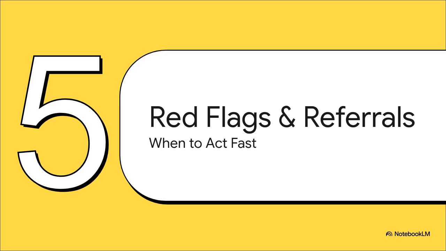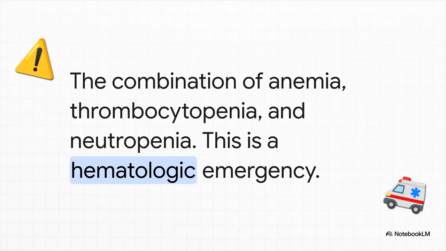Okay, this is super important. A huge part of any good blueprint is knowing when to stop, when to recognize that this isn't just a routine case. There are certain findings, absolute red flags, that mean you need to act fast and get some help from a specialist. And here's the biggest one. If you see anemia and low white cells and low platelets, you stop. Everything stops. That's pancytopenia, and you have to treat it like a hematologic emergency until you can prove it's not. It screams that something is seriously wrong with the bone marrow.